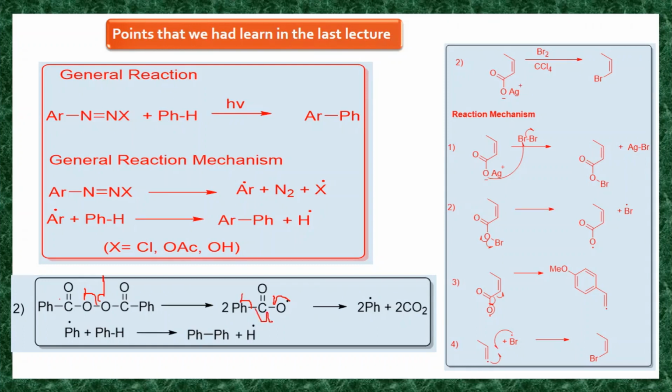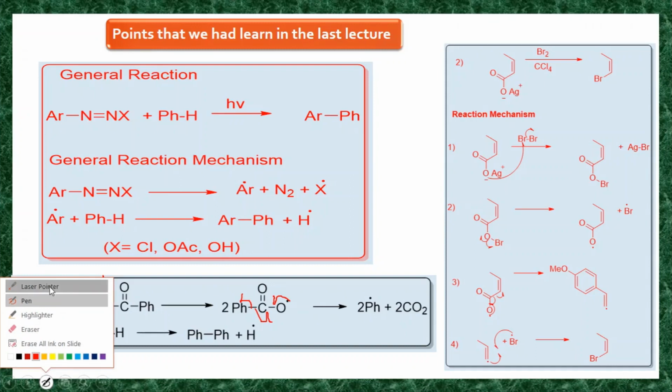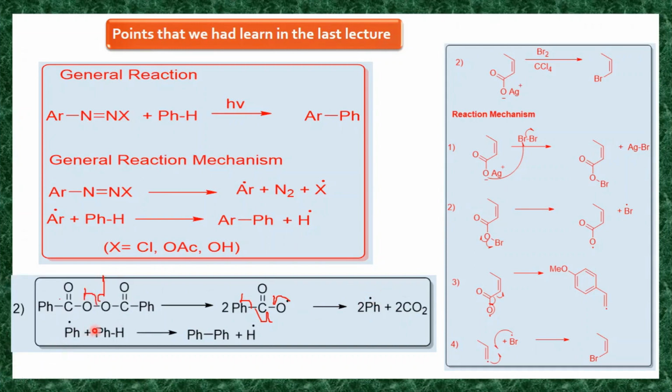So in this way the decarboxylation reaction takes place, and you will get your Ph radical. Then this Ph radical reacts with your aromatic solvent, that is benzene, and the arylation of the ring takes place. So this is a simple reaction and its mechanism. So decarboxylation of this benzoyl peroxide in presence of aromatic solvent gives the arylation of the ring.